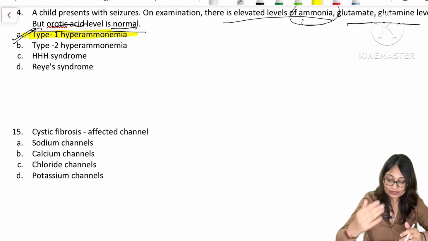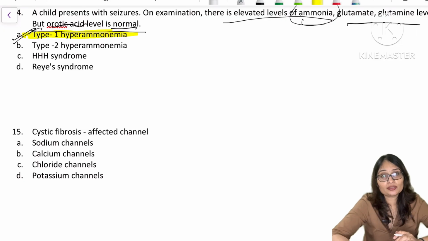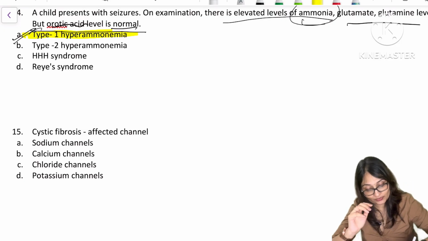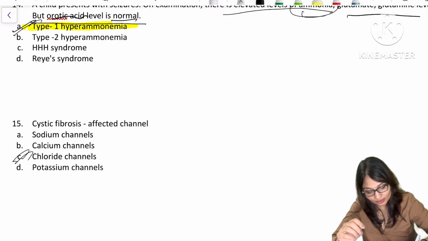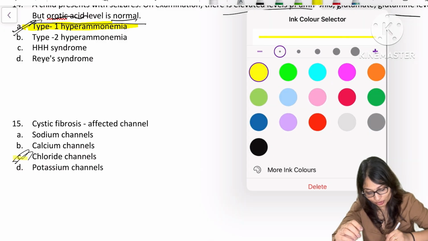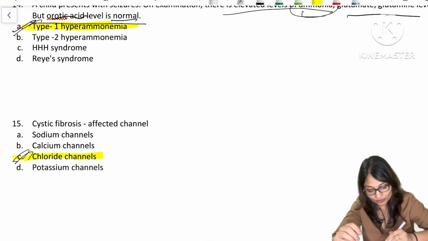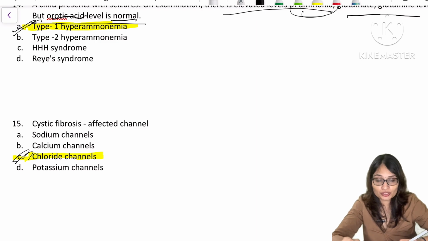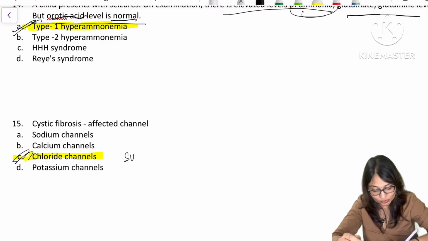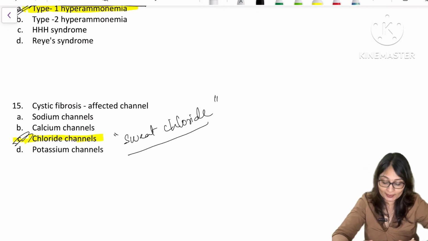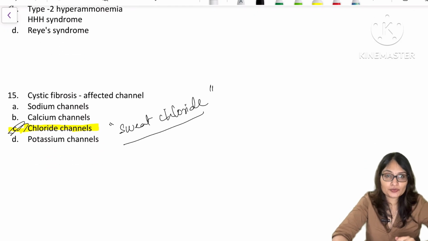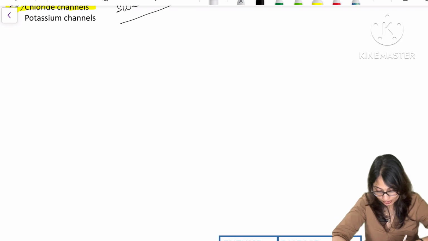Again, another direct question. Cystic fibrosis, what is the affected channel? The CFTR mutation, we all know, affects the chloride channel. For confirmation, of course, we have mutation analysis, but the other test is your sweat chloride test. A sweat chloride test is the diagnostic hallmark. So it is the chloride channel which is affected.